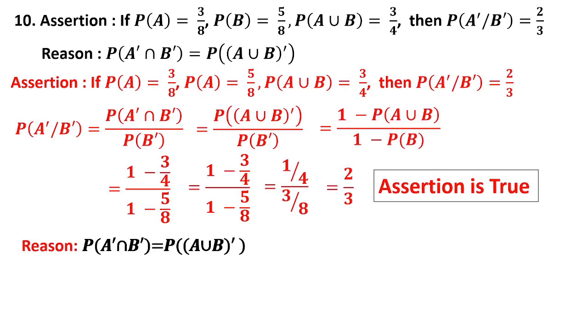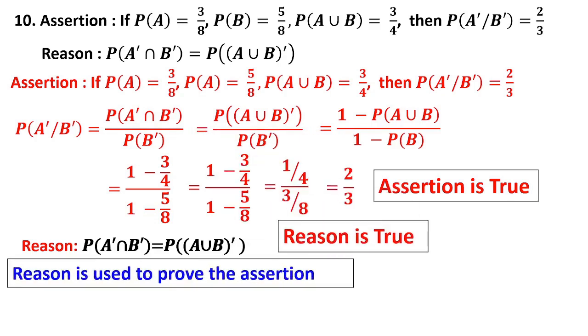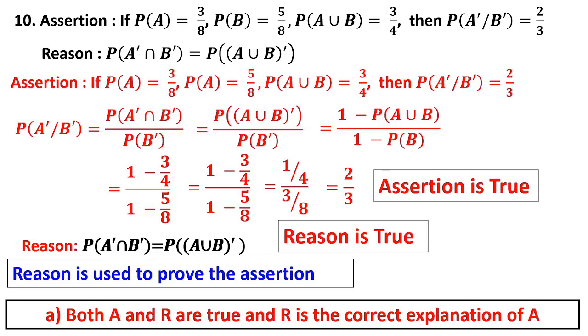But move on to the reason. The reason is P(A' intersection B') is P((A union B)'), which is also right as per De Morgan's law. And this reason is used to prove the assertion. Therefore, both A and R are true and R is the correct explanation of A.